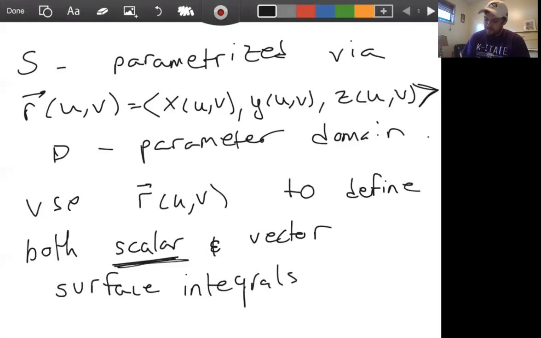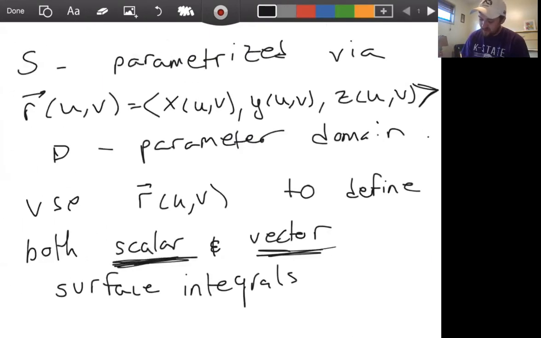Let's start with scalar. Let's start with first defining a scalar surface integral, meaning the function that we're integrating over this surface is a scalar function, right? Versus when we look at vector surface integrals, the function that we're integrating over the surface is a vector field. And these both have their different interpretations and applications respectively.